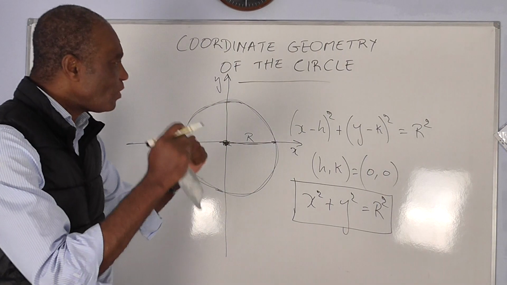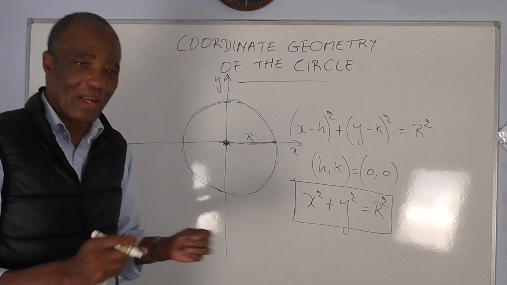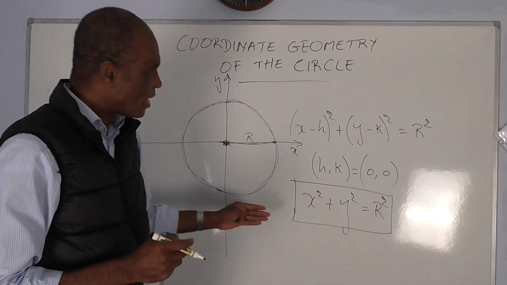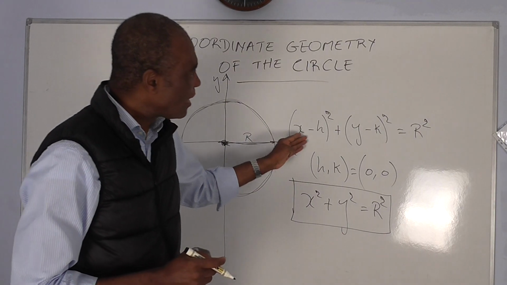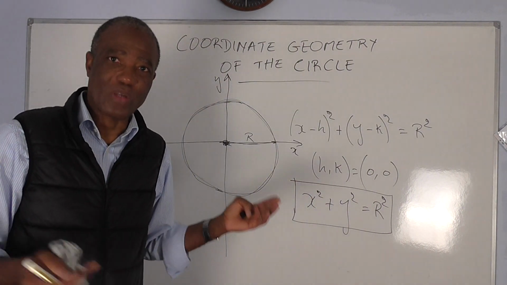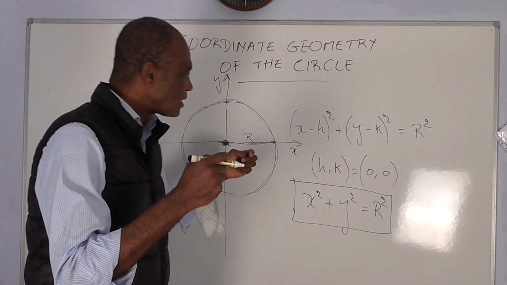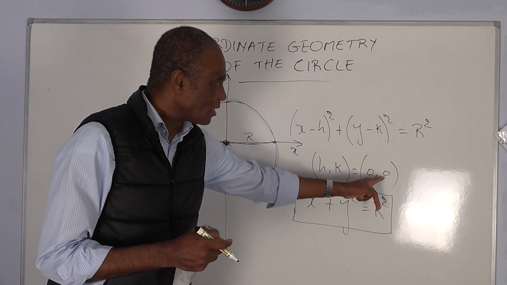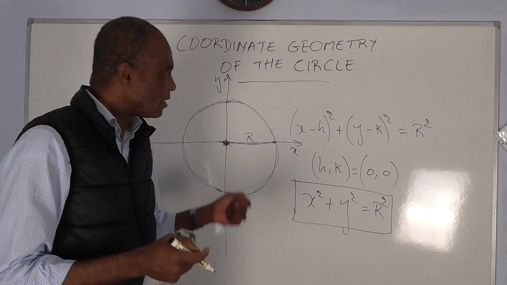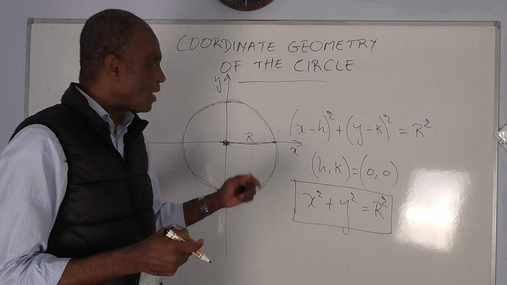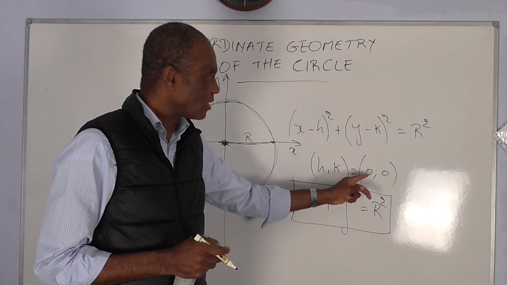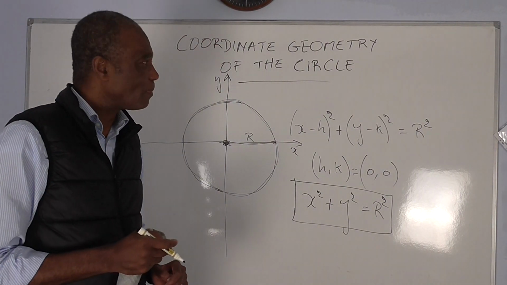Now, for ordinary level students, in general, we can use this equation or that depending on the situation. When they say that the center has the coordinate 0, 0, then we write it like that. If we have information that the center of the circle is at the origin of the axis, that means it has the coordinate 0, 0, then we write it like that.